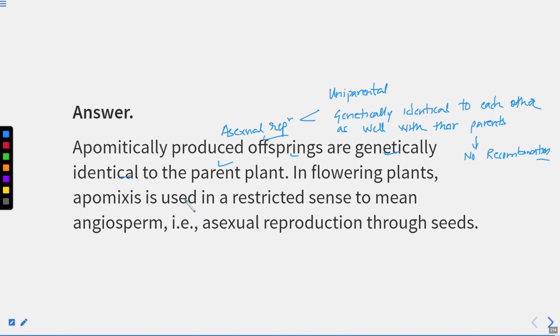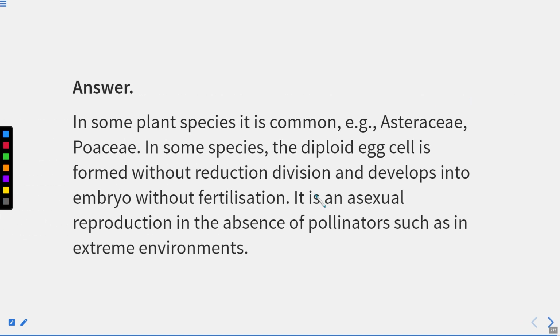Now, in flowering plants, apomixis is used in a restricted sense to mean angiosperm, that is asexual reproduction through seeds. Now in some plant species it is common, for example, in members of Asteraceae and Poaceae. Asteraceae, like sunflower, belongs to the family Asteraceae. And grass family, which is known as the Poaceae. Members of Poaceae are usually monocots.